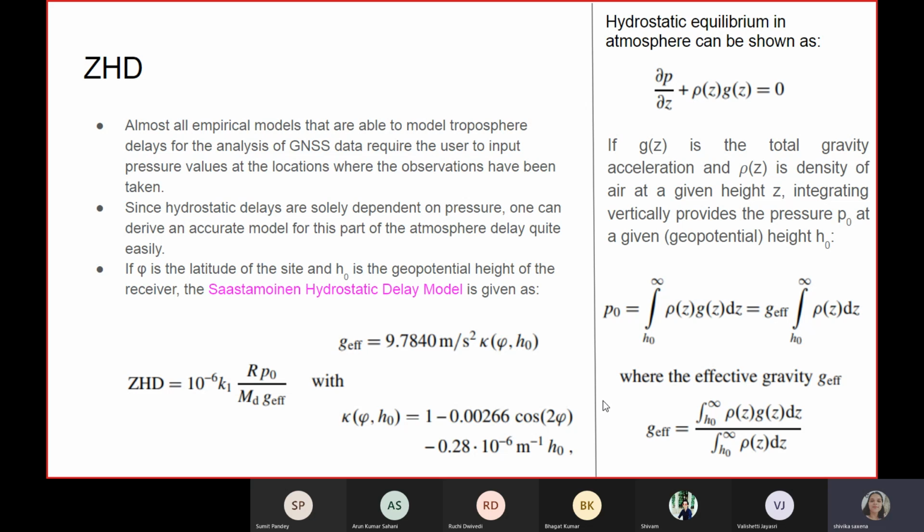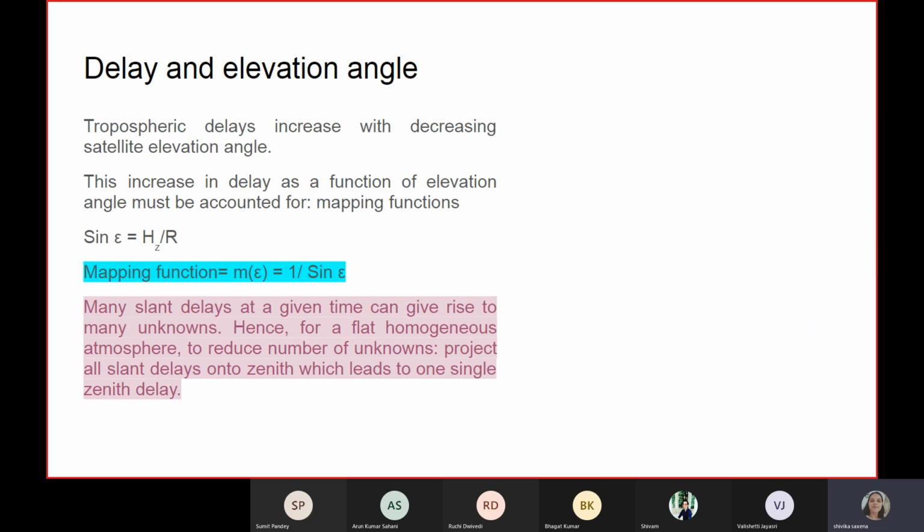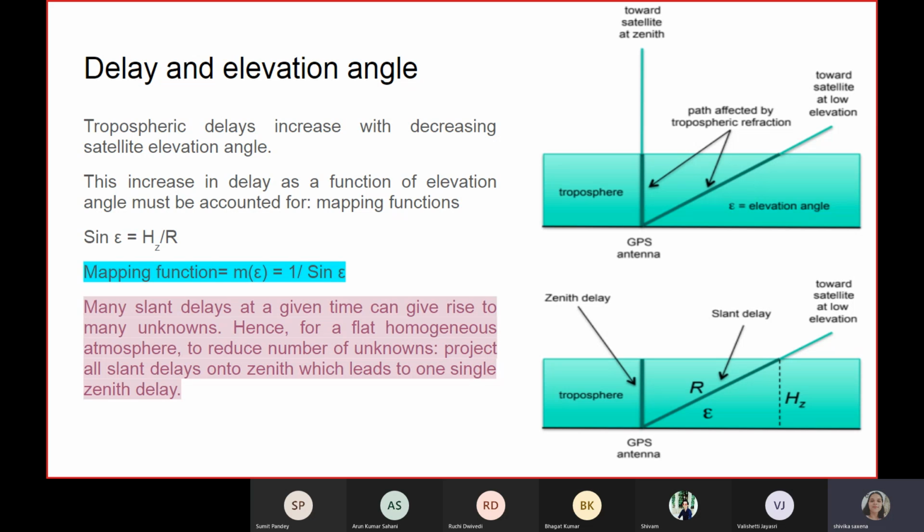Ma'am, what causes the zenith delay? Zenith delay is when you can imagine a scenario that you are standing at Earth's surface, and the satellite is directly above you, and the signal is received into your phone, if your phone is the receiver. That vertical distance that the signal is traveling from the satellite to your phone is the zenith delay.